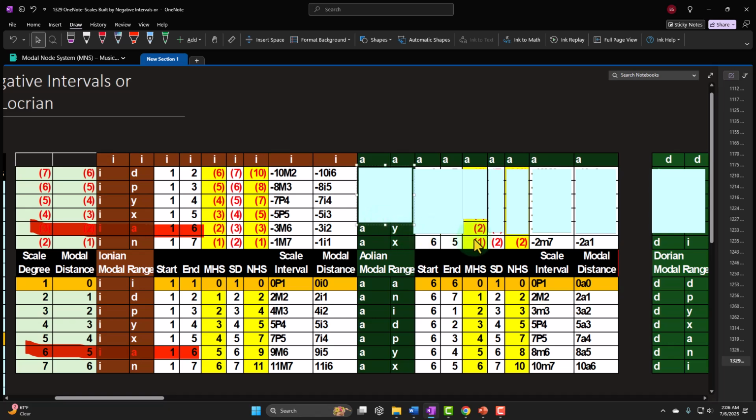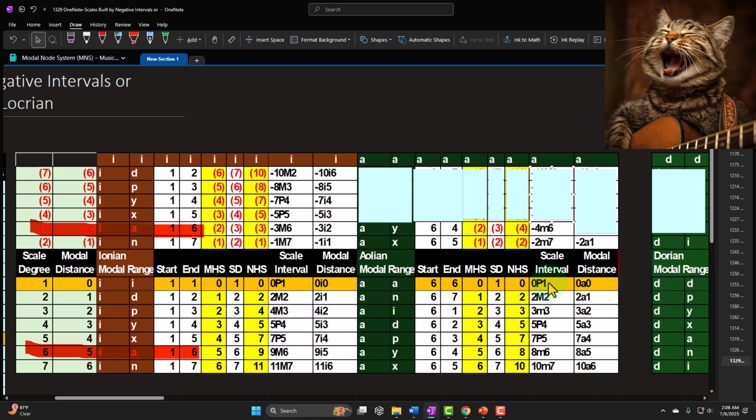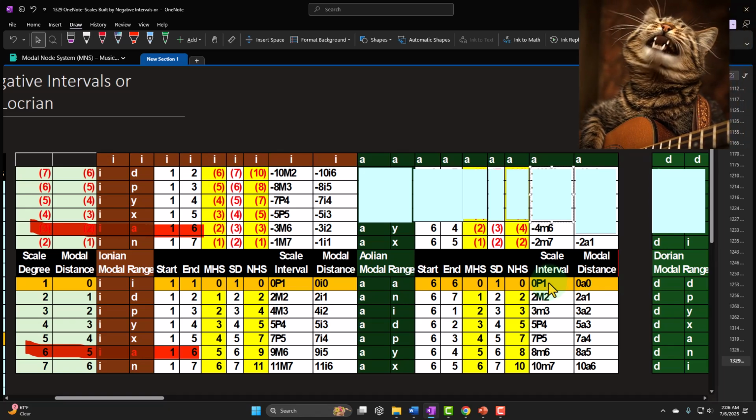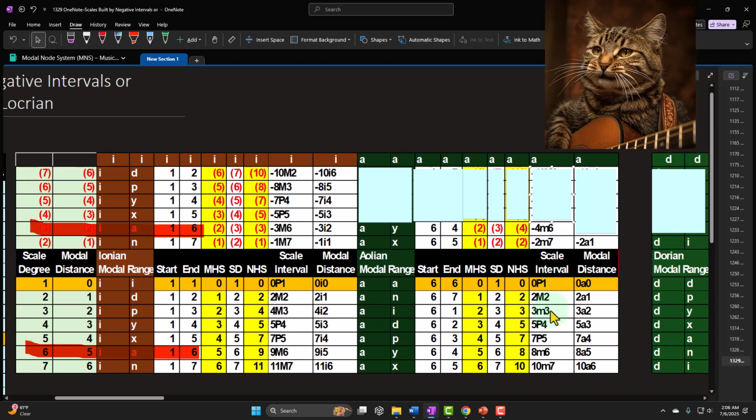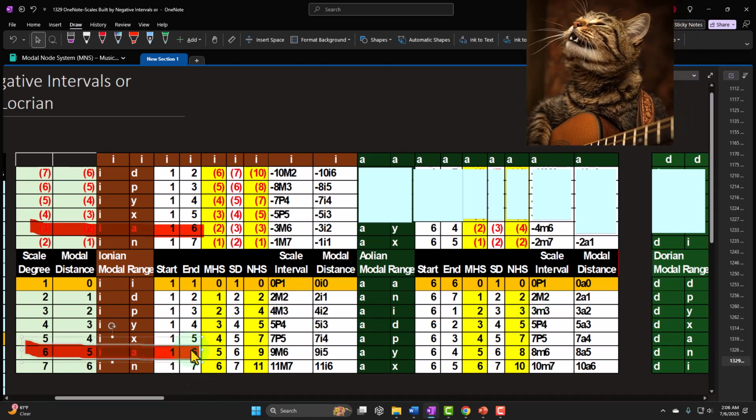If I go back from the Aeolian, I'm going to land on the Lydian. Why? Because the Aeolian is 6, minus 2 continents would get me to 4. It's a 6/4 modal range. So it's a negative 2 modal half steps counterclockwise, which would be the negative 3rd scale degree. It's a distance of negative 4 note half steps, which we would typically call a negative 4 minor 6. Why? Because going forward would be 12 minus 4.